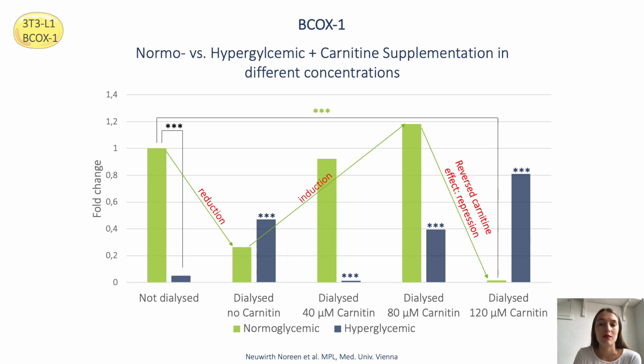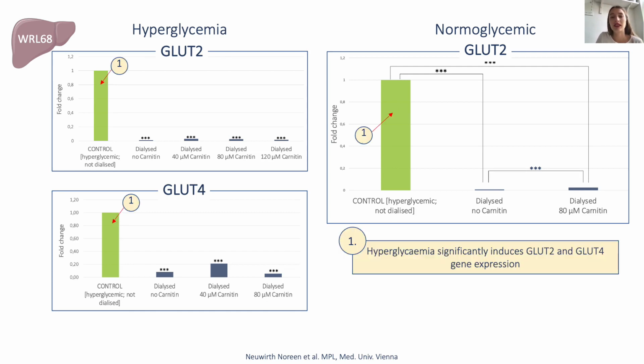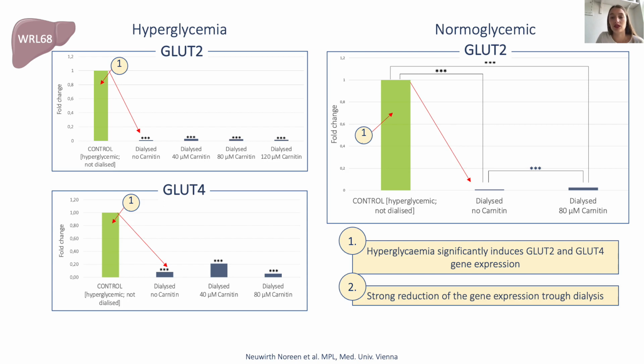Under hyperglycemic conditions, however, we observe opposite effects, and interestingly, the highest carnitine concentration of 120 micromolar puts the expression rates to almost physiological levels. We observe transcriptional regulation through glucose and carnitine also in our liver cell line. Especially distinct is that high glucose levels lead to a significantly higher gene expression. Again, under dialysis, we observe a strong downregulation.